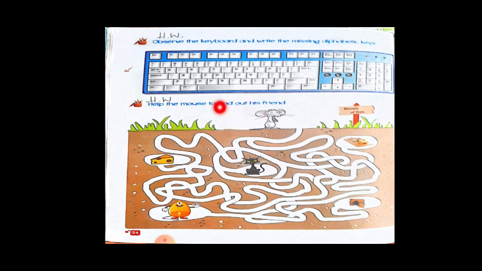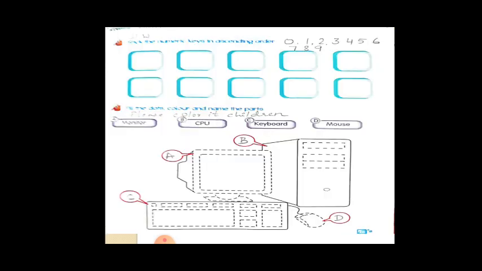I have given you the homework, children. Observe the keyboard and write the missing alphabets. So you need to go and see the keyboard and write the missing alphabets here. Some alphabets are missing, so you need to tell me which alphabets are missing and write the missing alphabets in your textbook. Next, help the mouse to find out his friend.